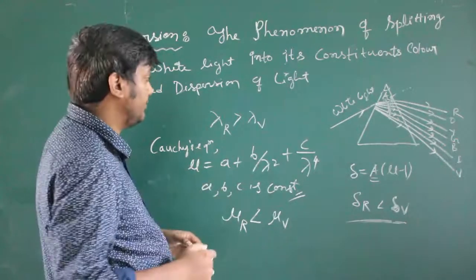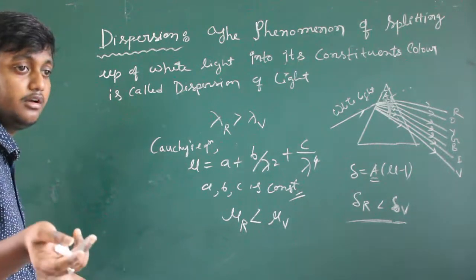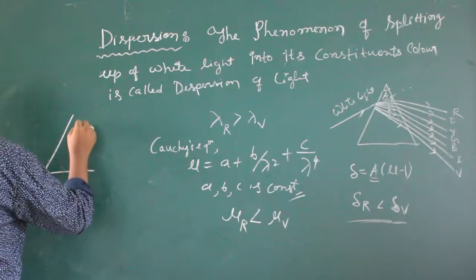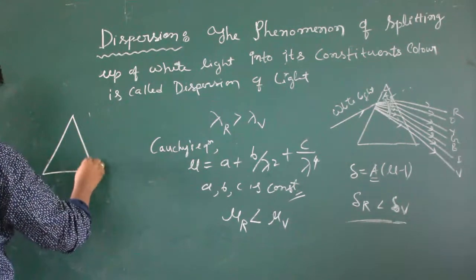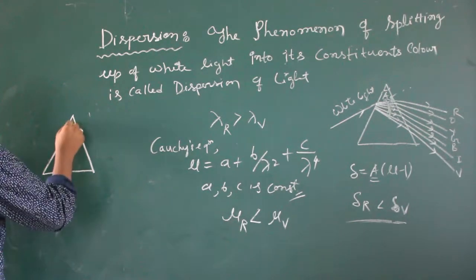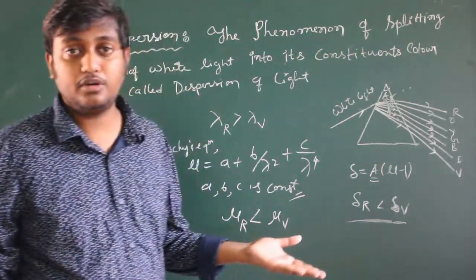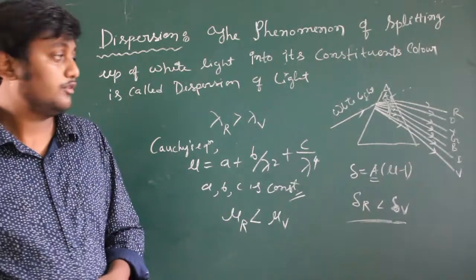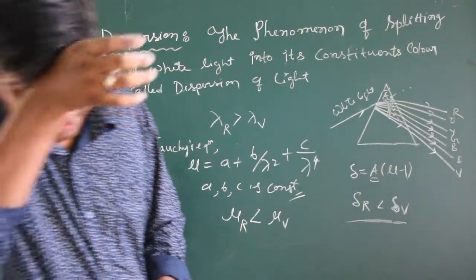So my last topic I have given is refraction through a small angle prism. I forgot to explain: a small angle prism is one where this angle is small. Okay, so if the angle of the prism is small, then the angle of incidence is also small, and if the angle of incidence is small, then the angle of refraction is also small. Okay, so this is about the dispersion.